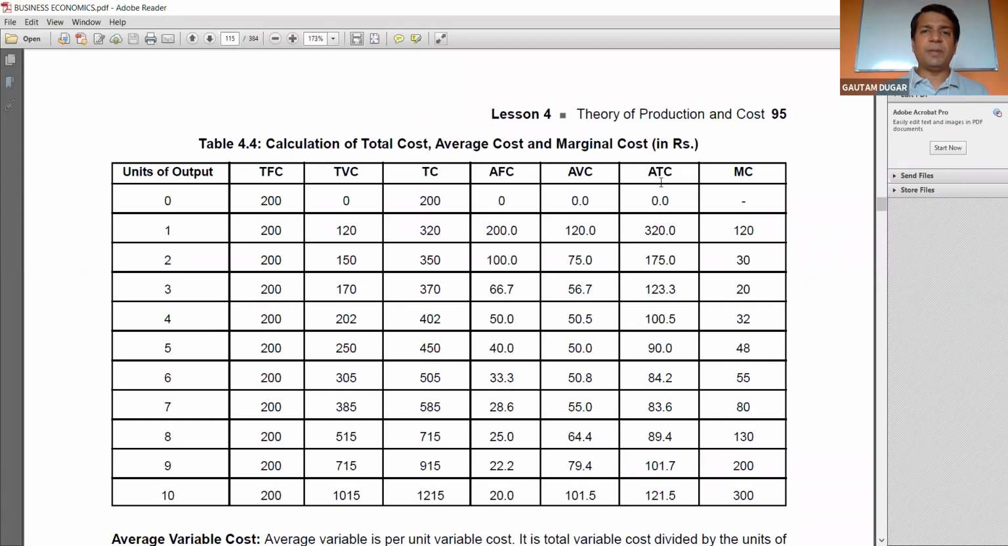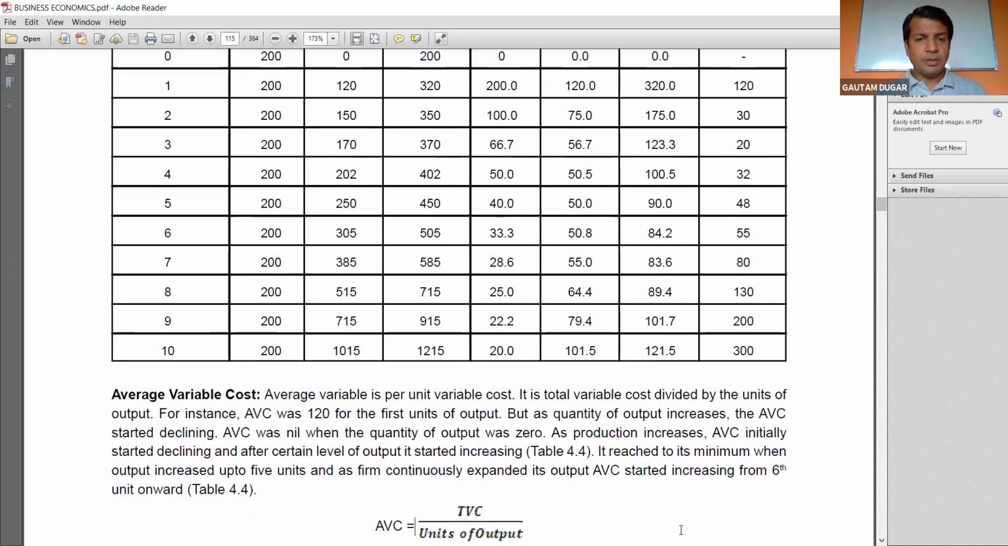You must remember that the AVC curve, average variable cost, and ATC, that is average cost, curves are U-shaped. Why? Because of the application of the law of variable proportion, the AC curve and the AVC curve are all U-shaped in nature. And the MC curve, marginal cost, is also U-shaped.